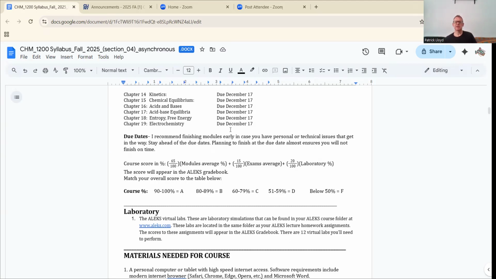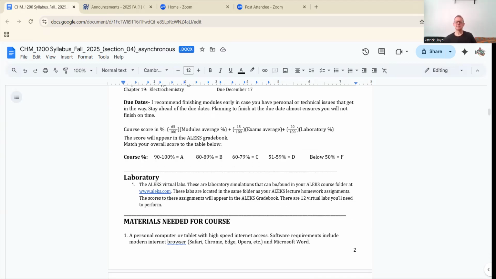And then the course grading is based on, here's a formula you can use, but you don't even really need this because it's all in Alex anyways. It's just going to give you an overall percentage of how you're doing at all times. But this is how you would do it. 0.65 or 65 over 100 times your average for the homework, 15 over 100 or 0.15 times the average for your exams, 20 over 100 or 0.2 times your laboratory average. And then add those up and you'll get an overall percentage, and then it breaks down pretty traditional: A, B, C, D, F.